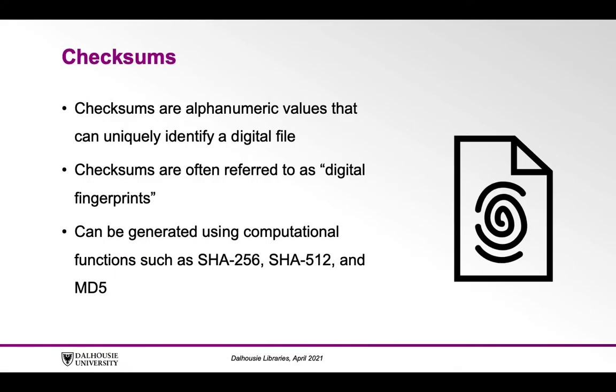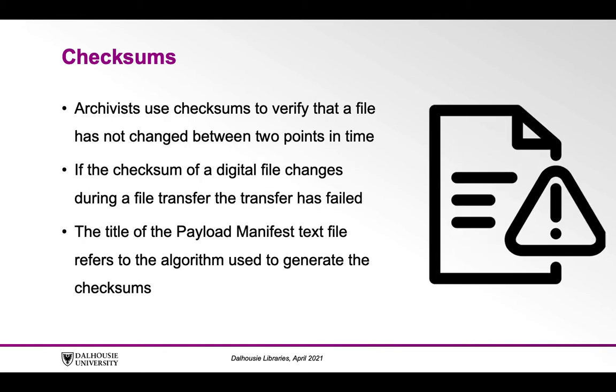Checksums are alphanumeric values that can uniquely identify a digital file. Checksums are often referred to as digital fingerprints. These values are easy to generate using computational functions such as SHA-256, SHA-512, and MD5. Archivists use checksums to verify that a file has not changed between two points in time. If the checksum of a digital file changes during a file transfer, this indicates that the transfer has failed.